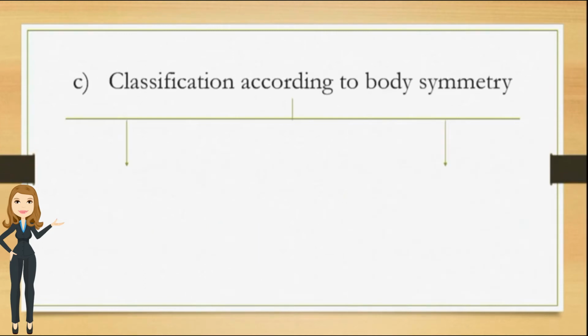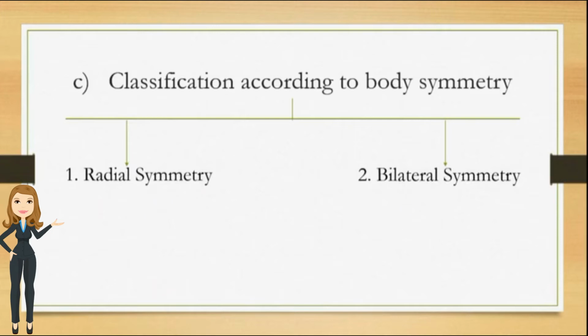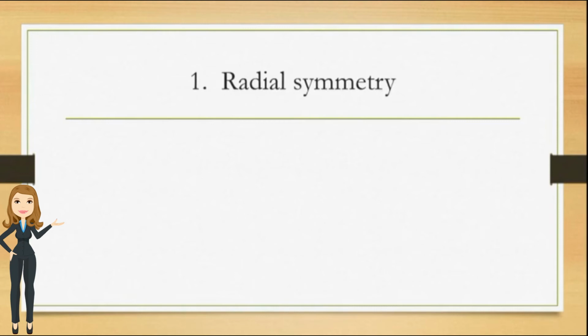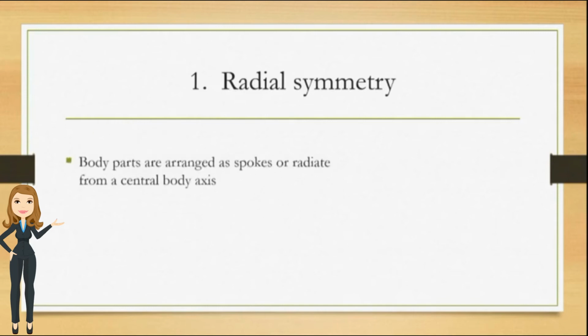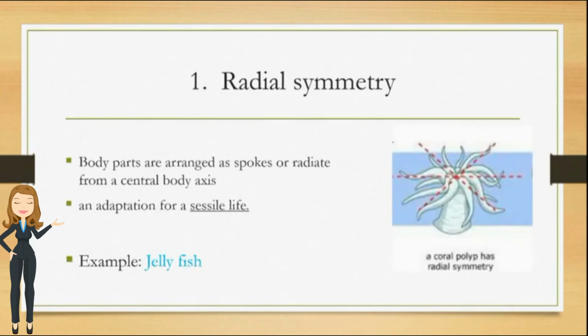The third classification system is based on the type of body symmetry. There are 2 groups on the basis of body symmetry. The first group is with radial symmetry and the second group is with bilateral symmetry. The organisms with radial symmetry have body parts which are arranged as spokes around a central body axis. This type of symmetry is considered as an invitation for sessile life, meaning non-motile life. An example is jellyfish. As you can see in our diagram, a coral polyp has a radial symmetry.